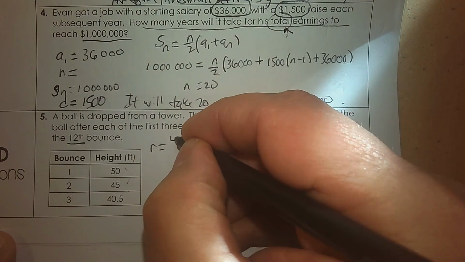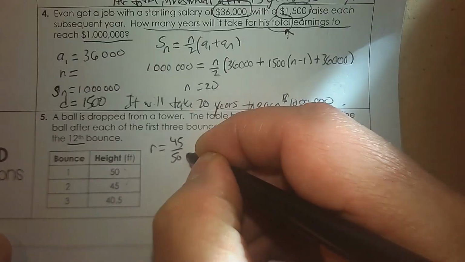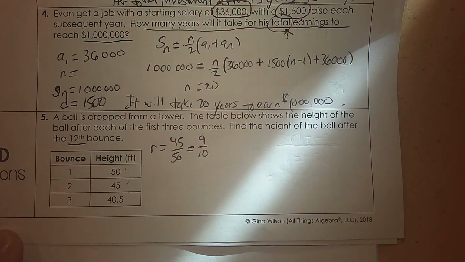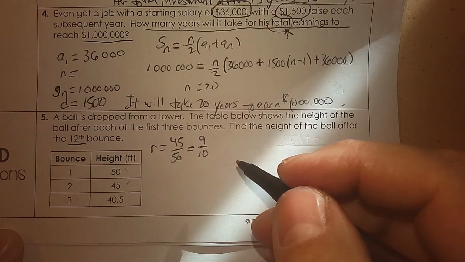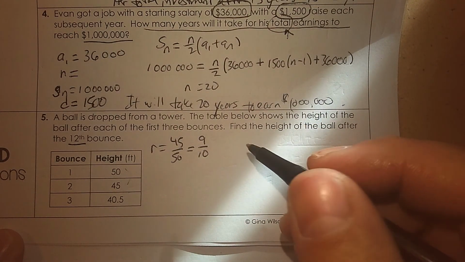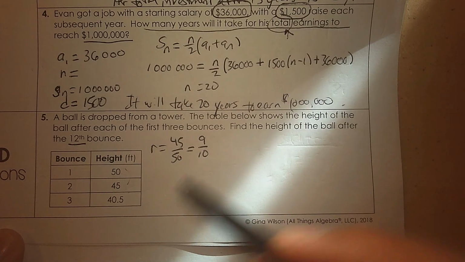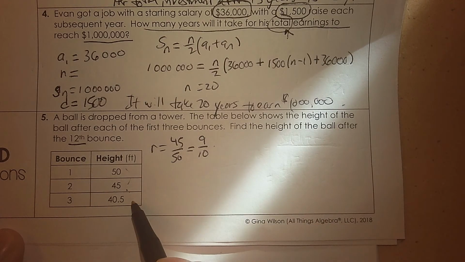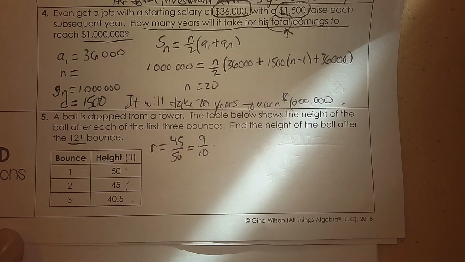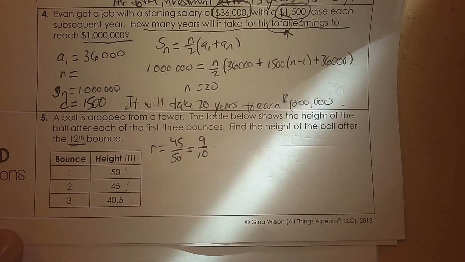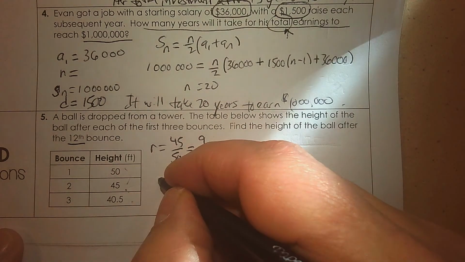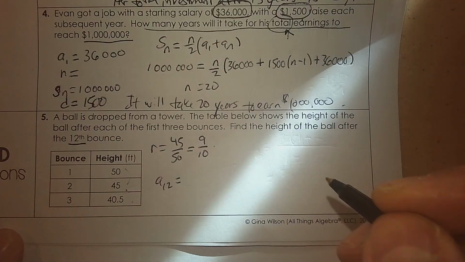If I go 45 over 50, I get 9 over 10, right? Divide by 5, right? And if I go 45 times 9/10, it's going to match. So this is geometric. Am I asked to add up in this question? So it's not a sum question, it's a term question. And what term am I looking for? The 12th. So how do I find the 12th term?